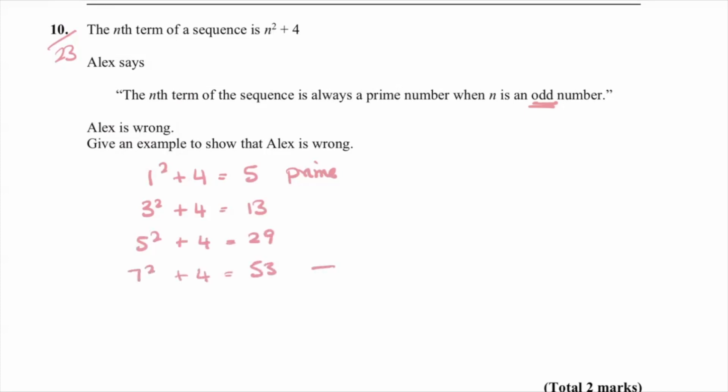Now, when we get to this one, you might not know whether that is prime or not. And you can use your calculator, divide through by a few numbers to see whether or not you are getting a whole number out. It is a prime number. And when we put 9 squared in, we definitely find our result that proves he is wrong, because 85 has to be in the 5 times table.